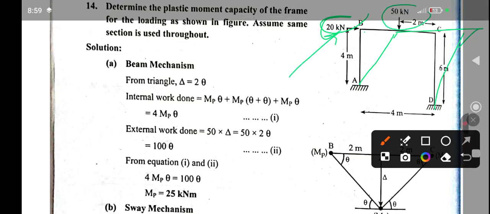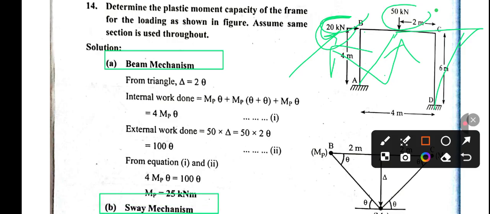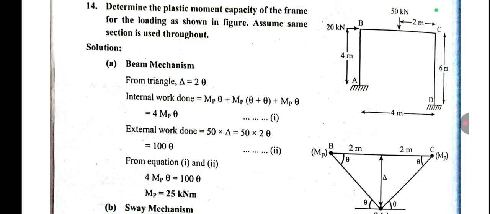Due to the 50 kN load we have the beam mechanism, due to the 20 kN load the sway mechanism, and after combining these two we have to find the combined mechanism. So overall we have to deal with three different mechanisms: first the beam mechanism, second the sway mechanism, and third the combined mechanism. In the combined mechanism we find the plastic moment by combining the beam mechanism and sway mechanism. Now let's go to the solution.